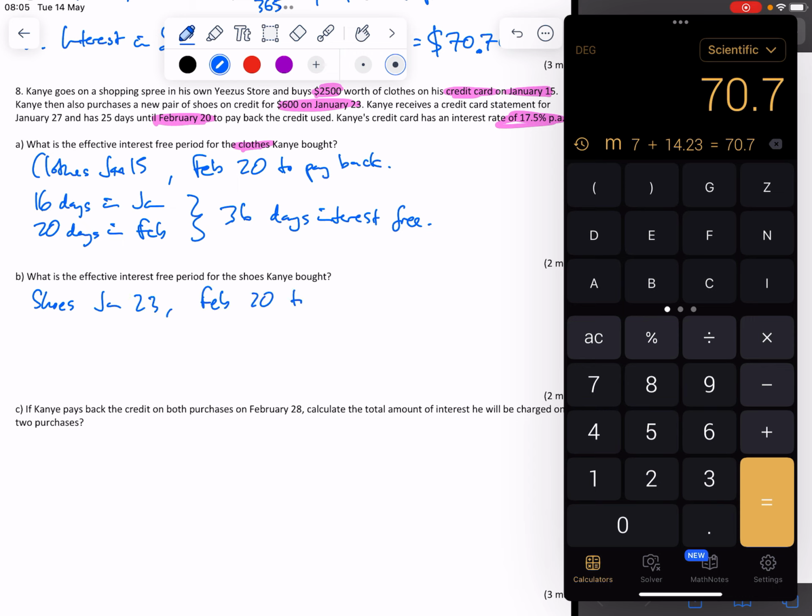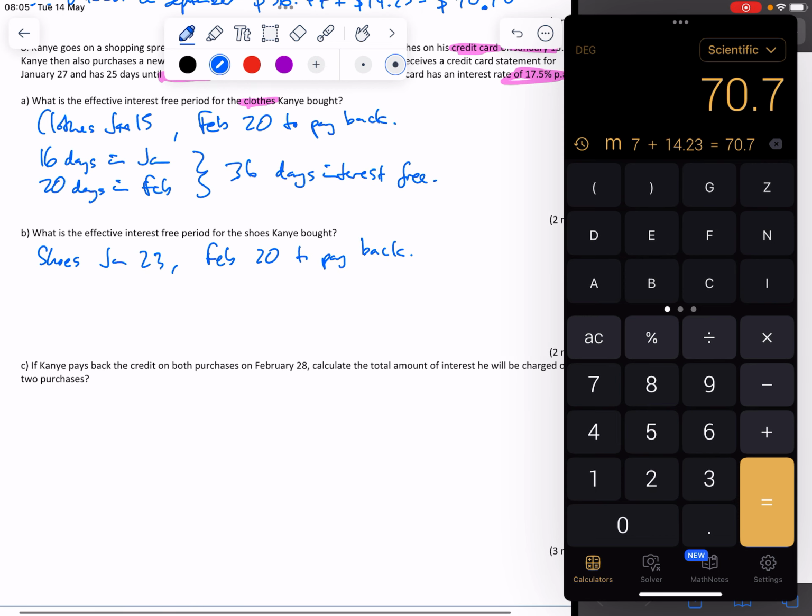So remember, counting in credit cards again, you don't count the first day. January was a 31-day month, so 23 not counted. 24 starts counting, 25, 26, 27, 28, 29, 30, 31. That's got 8 days in Jan, and then the 20 days in Feb. 28 days interest free.